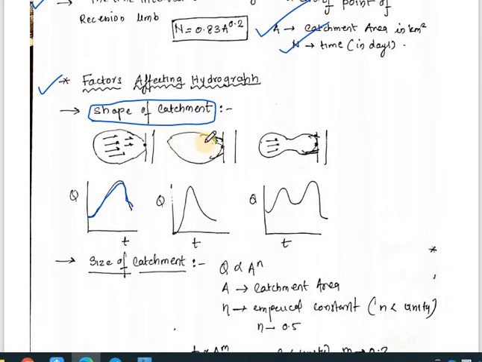the maximum area is on the right hand side near the gauge, so peak flow will be achieved earlier. In the first case the peak flow is achieved later, but in this case the peak flow will be achieved earlier because of the shape of the catchment. If the maximum area is near the gauging point, the peak flow will be achieved earlier. But if the maximum area is away from the gauging point, then the peak flow will occur after some time.